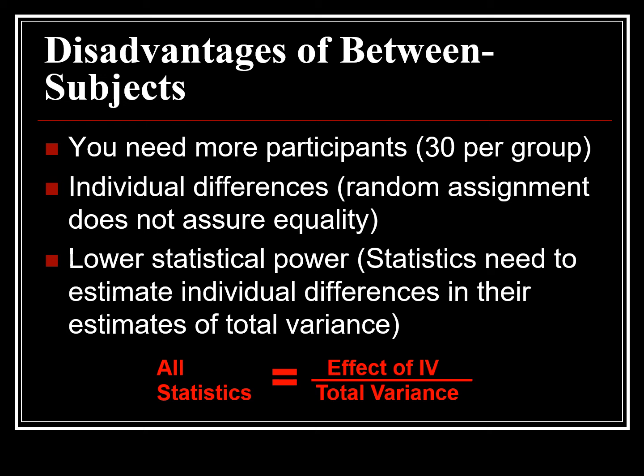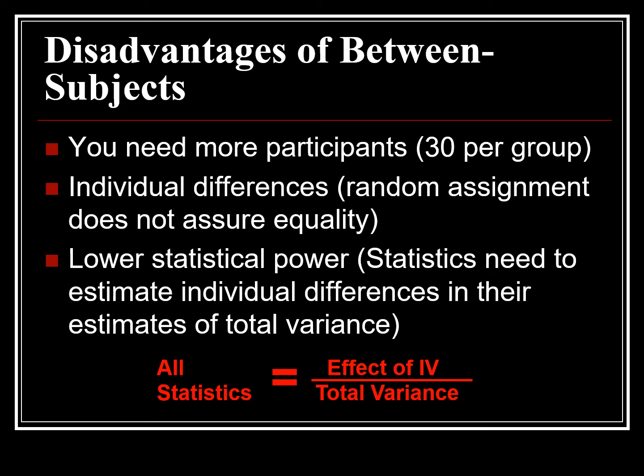So generally speaking, one of the big disadvantages of between subjects design is that we're using random assignment to try to get rid of the noise of individual differences. And it's a great tool, but it's not a perfect tool. And that we need a lot of participants across these conditions, it tends to have lower statistical power. Statistics need to eliminate those individual differences, even though we used random assignment. In other words, they're still there. They're just hopefully equal across conditions, but they're still creating some noise. So we're having to include that in our estimates of total variance.